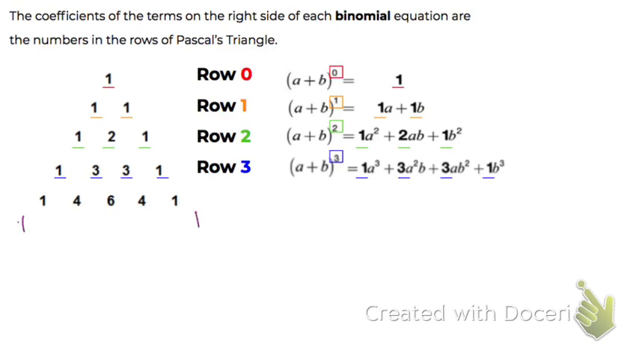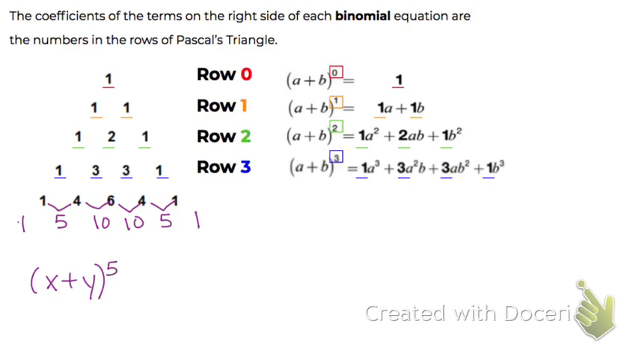and a 1 here. Now to get the numbers in between those two ones, you just take the two numbers above it and you add them together. So 1 plus 4 is 5, this is 10, this is 10, this is 5. So the fifth row includes 1, 5, 10, 10, 5, 1. So now we're going to use that to multiply x plus y to the fifth power.